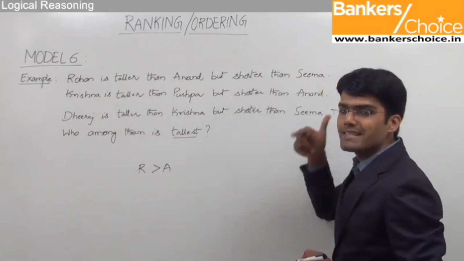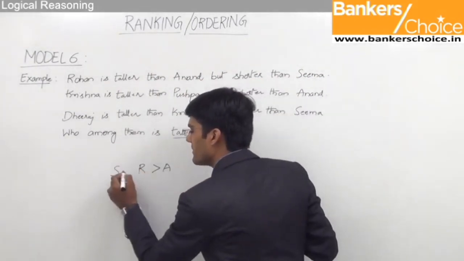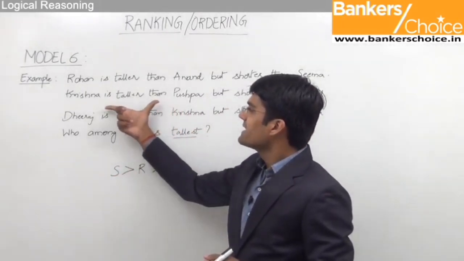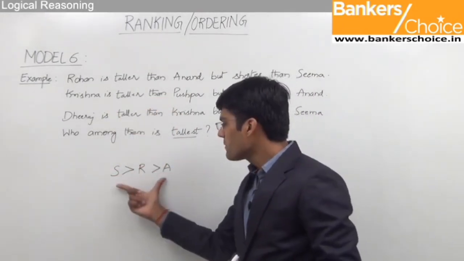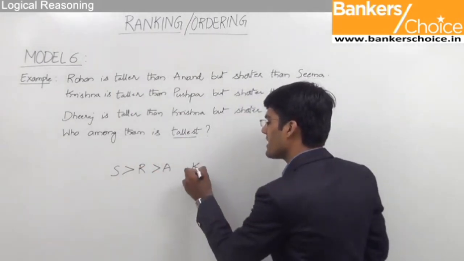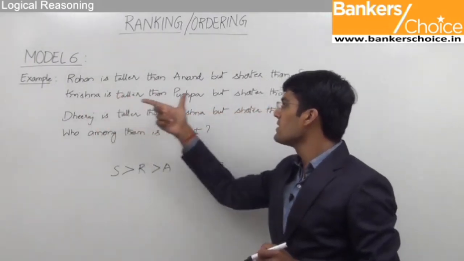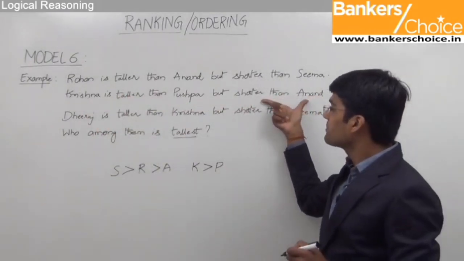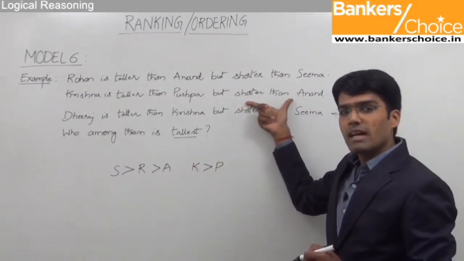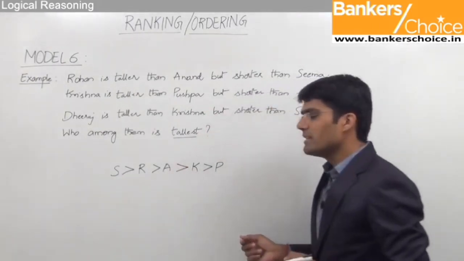Now when Rohan is shorter than Seema, we can say that Seema is taller than Rohan, and that can be integrated into this statement as Seema is taller than Rohan. Moving on to the second statement, it says Krishna is taller than Pushpa, but here we neither have Krishna nor Pushpa in our equation. So let us simply understand that Krishna is taller than Pushpa but shorter than Anand. That means Krishna is shorter than Anand. Now integrating this part into this statement, we can say that Krishna is shorter than Anand. That means Anand is taller than Krishna. So Anand is taller than Krishna can be integrated as shown.